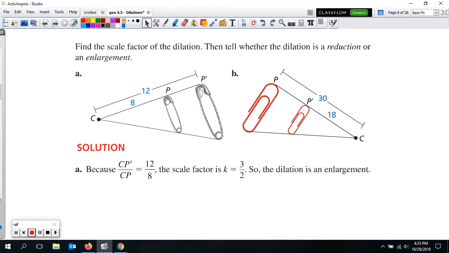Well, look at where P is. P is the smaller. Here, P is your original, P prime is the new one. So the original is smaller than the new one, so it got bigger. That's how you could tell.